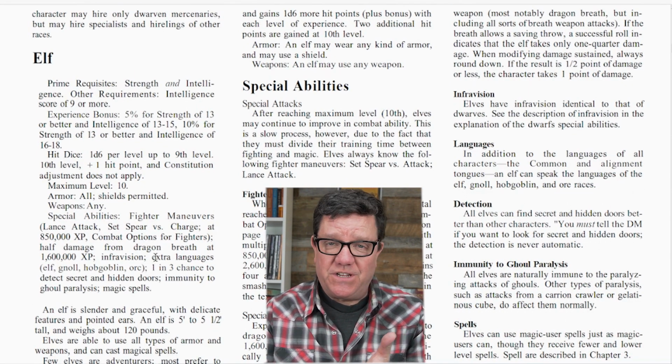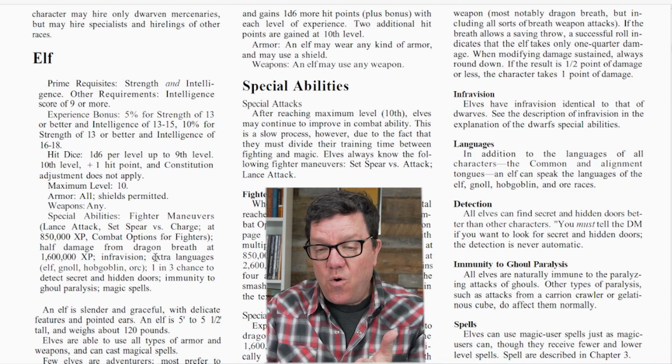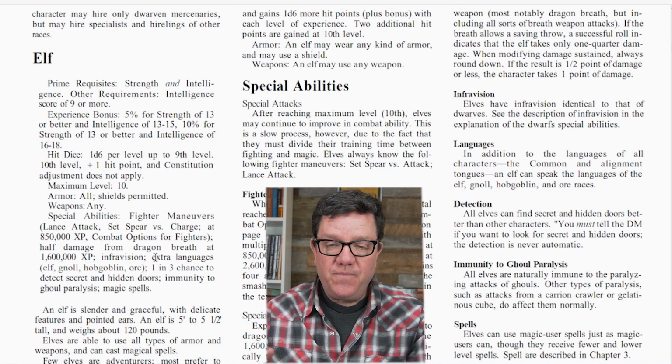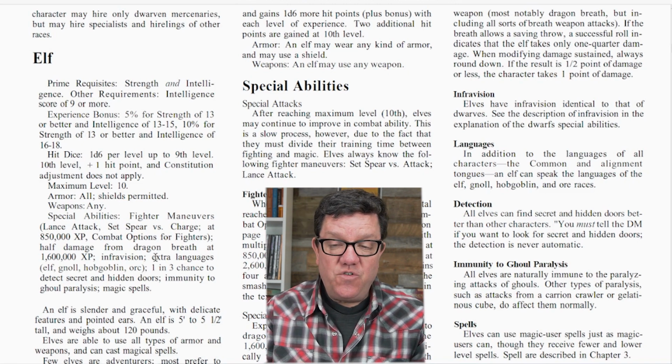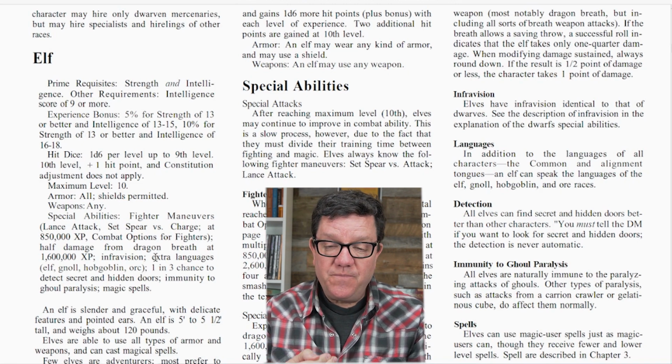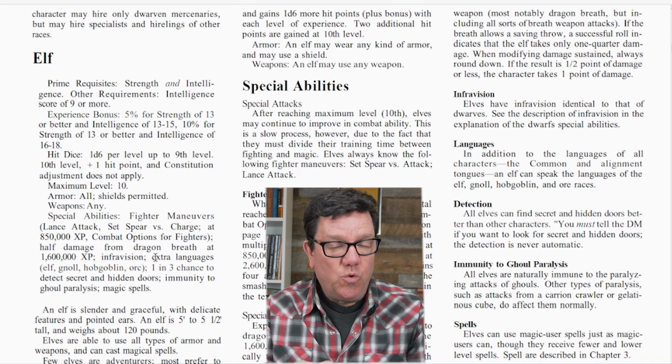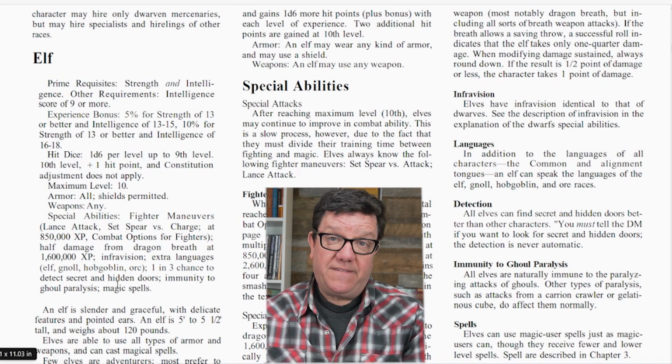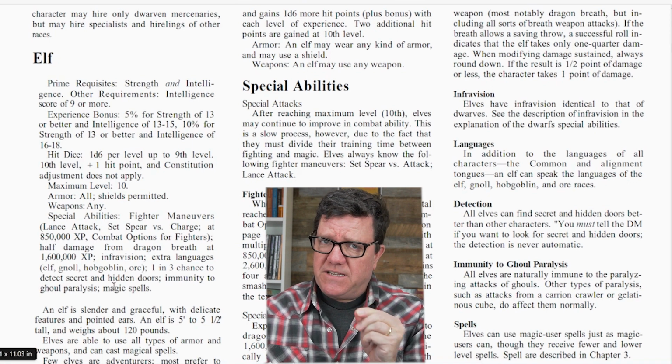And the special abilities are nice too. You get infravision just like the dwarf. You get extra languages. You get elf, gnoll, hobgoblin, and one more race. You can detect secret and hidden doors better than other characters. You have immunity to ghoul paralysis. That's nice. And ghouls can mess up a group.